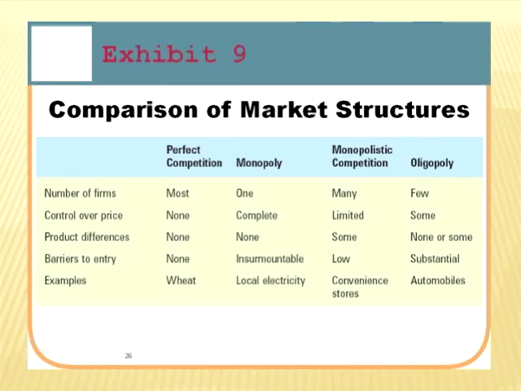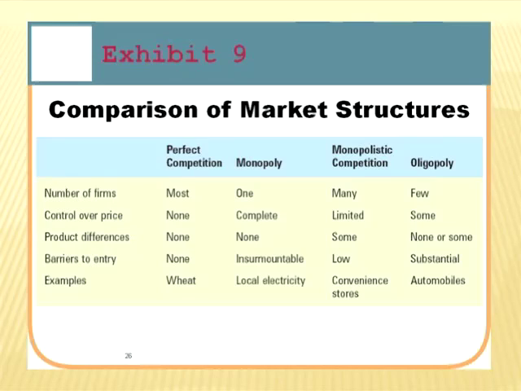And you can see that it would probably be better if we had them arrayed a slightly different way. You can see that perfect competition, as an example, has lots of firms, no control over price, no product differences, no barriers to entry, and agricultural markets are great examples of those.